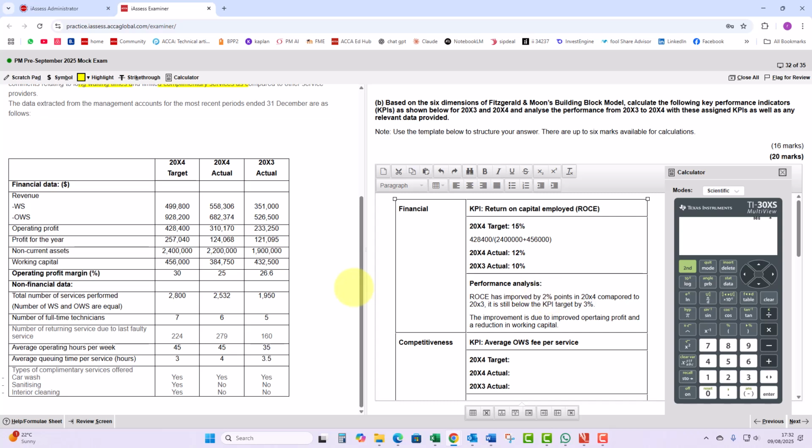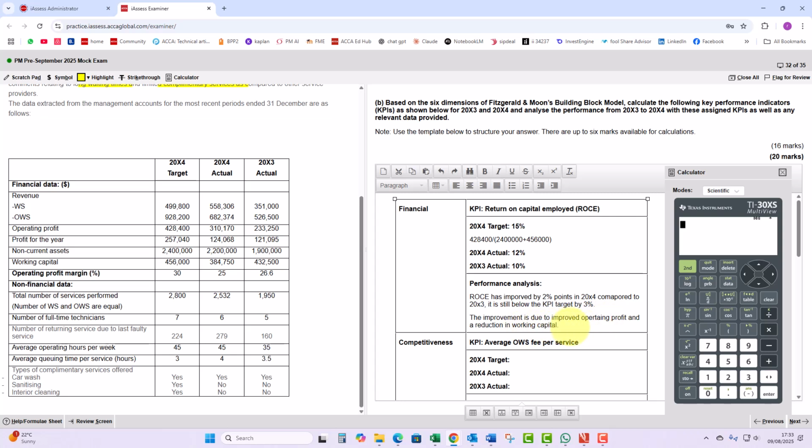And if I look across at the figures, what's caused that change? Well, I can see the operating profit has gone up, but not as much as we hoped. I see the non-current assets have gone up, but not by as much as expected. And I see the working capital has gone down, whereas we expected it to go up. So the improvement is really a combination, as I've written here, of an improvement in operating profit and a reduction in working capital.